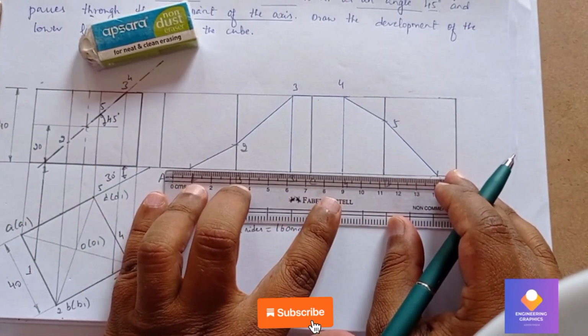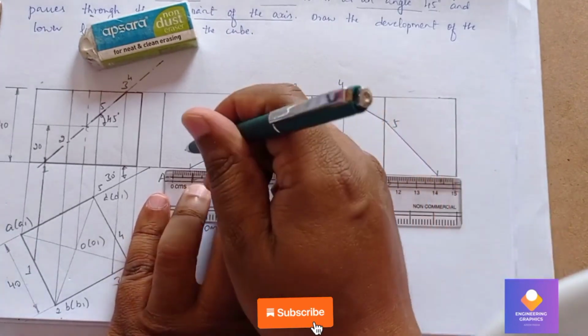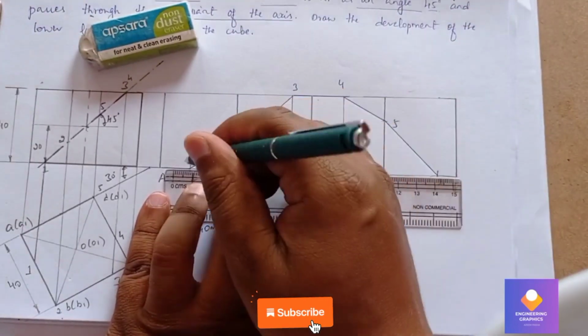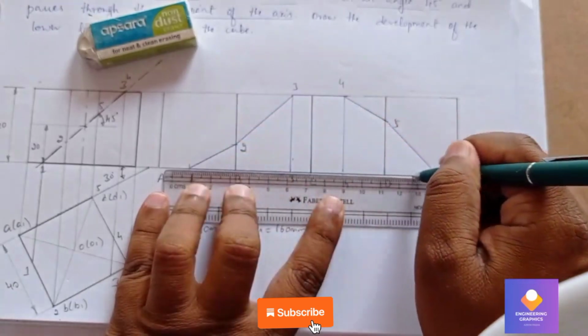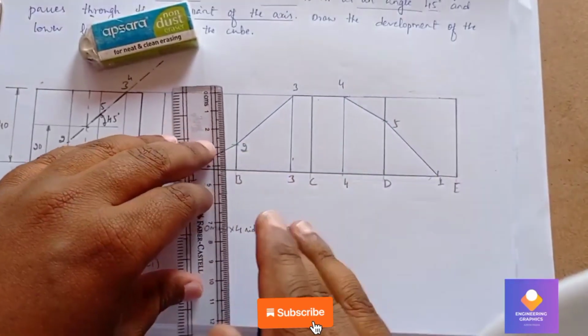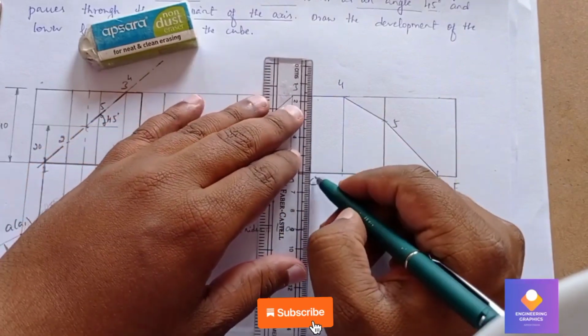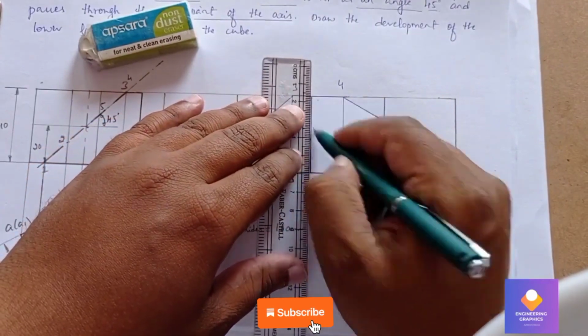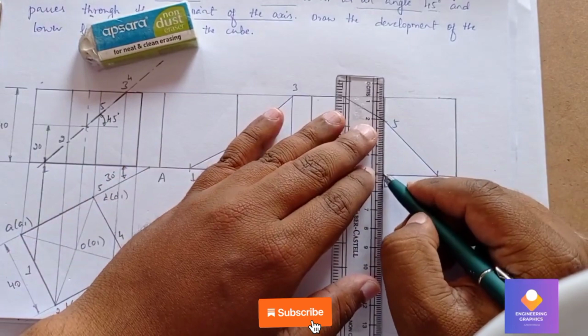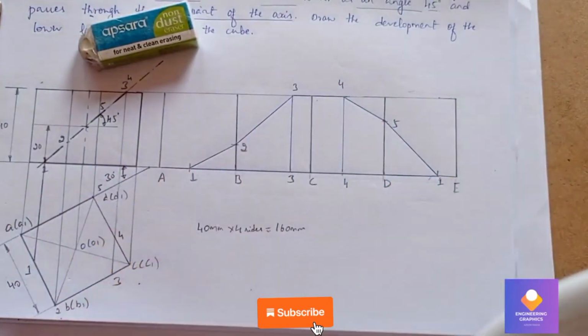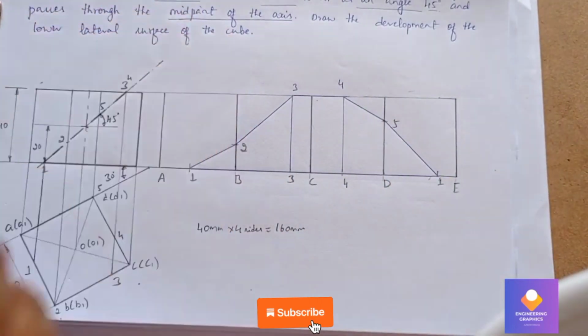Then to complete the whole diagram, that remaining cut portion we need to darken. We need to darken the vertical edges also, that is the retained portion. So that completes the problem.